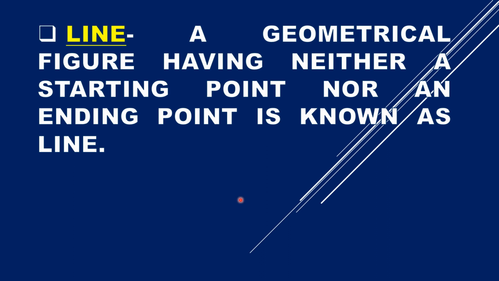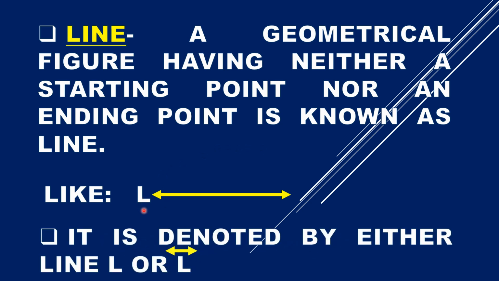Now the next definition is for line. What is the meaning of line? A geometrical figure having neither a starting point nor an ending point is known as line. For example, you can see here this double-headed arrow. That means this line is extending in both directions, left side and right side. So this line is represented here by the letter L. It is denoted by either writing line L or the alphabet L with a double-headed arrow on its head. So this is a representation of line.